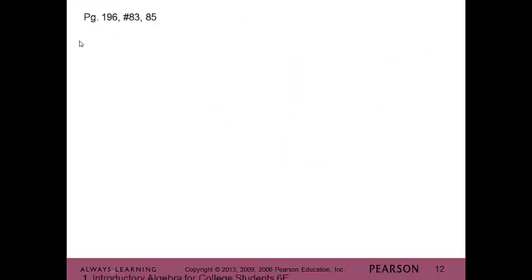Let's go in our books to page 196, and we'll start by looking at number 83. The instructions say solve the inequality. For 83, we have x plus 3 is less than x plus 7. And let's solve for x.